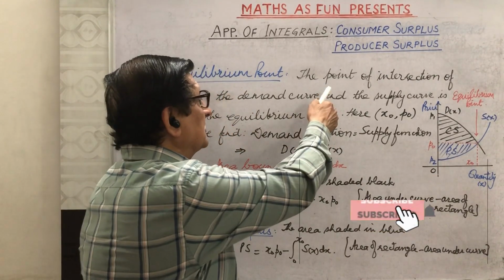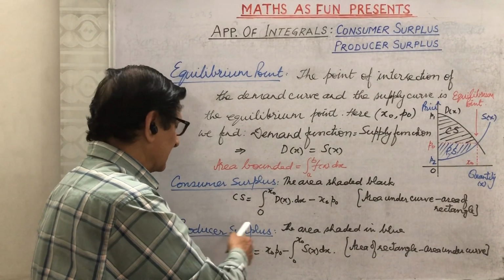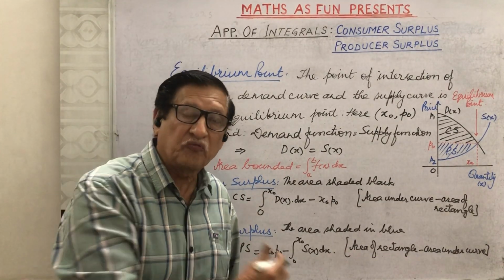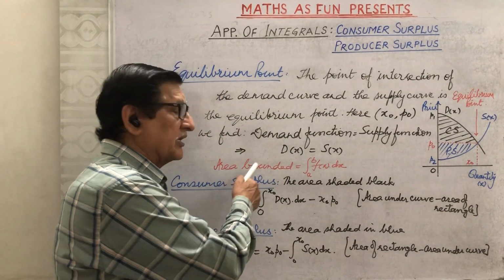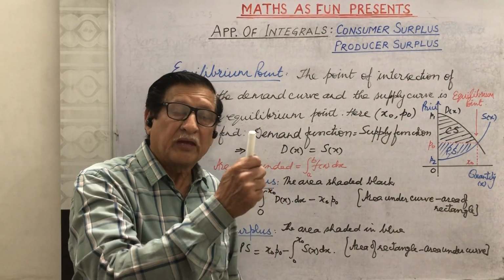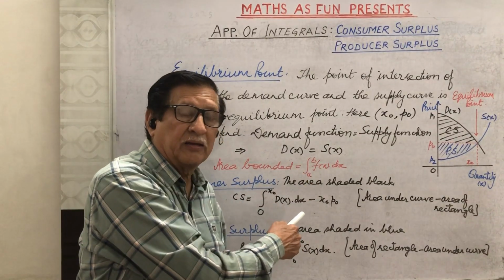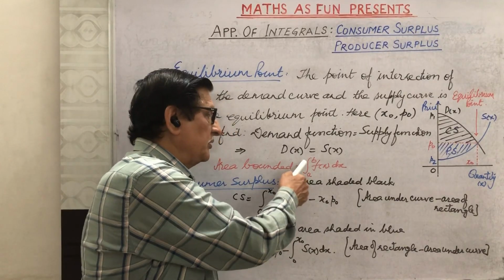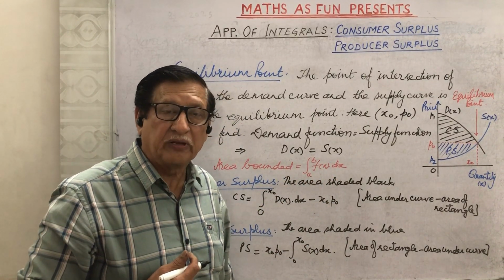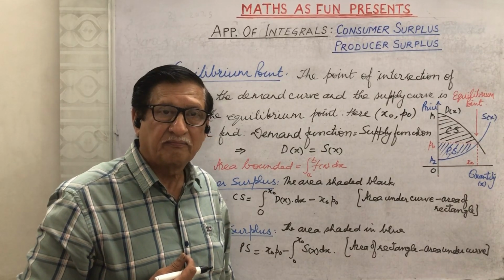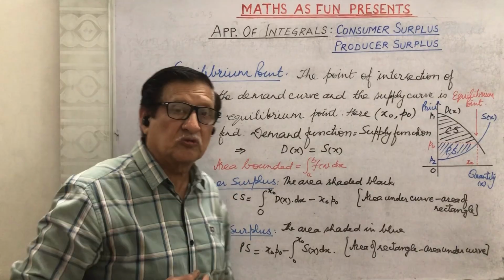After learning about the equilibrium point, let's learn about the consumer surplus and the producer surplus. How to find it? Before that, we must recall that the area bounded between a curve and the x-axis from a to b is given by the integral from a to b of f(x) dx. That we have already learned in the applications of integrals. Based on that, now we will find out what the consumer surplus is.